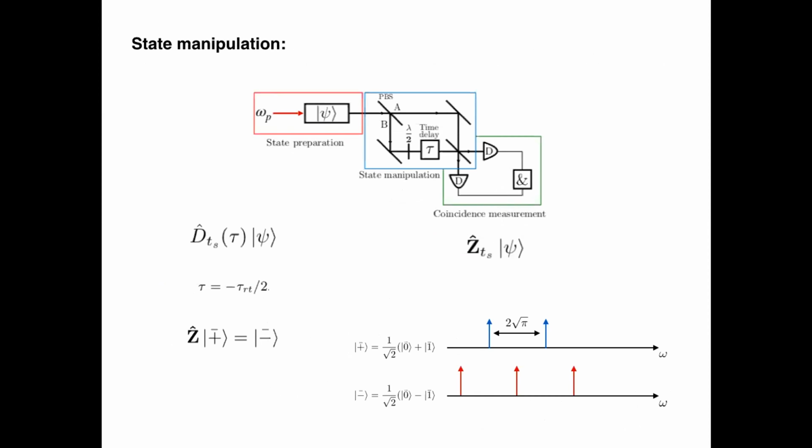Moreover, you can see this time displacement exactly as a quantum gate that is being applied to one of the photons, here the signal. If you fix the time displacement to half the time a photon takes to bounce back and forth in the cavity, then this is equivalent to a Z gate acting on our GKP qubit. So it displaces the qubit.